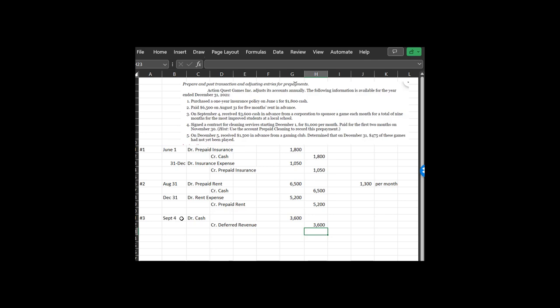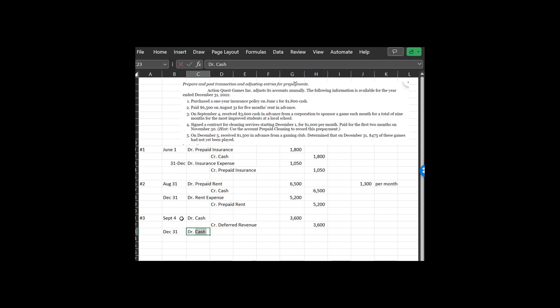They want to sponsor us. We haven't yet had those games, so we haven't been able to earn that revenue. But on December 31st, how many months would have gone by since September 4th? Well, we'd have the almost full month of September, October, November, December. So we have 4 months that we have earned, because we've had 4 months worth of games.